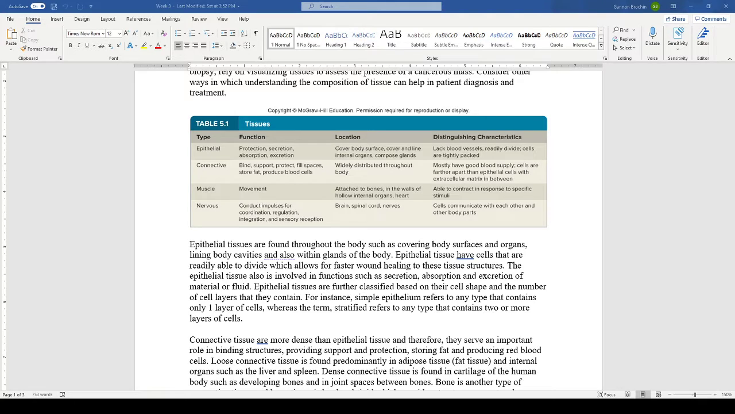All right, guys. So we're going to be going into week 3 now. This week is based on chapters 5 and 6 from your textbook. So we'll be starting here with our discussion on chapter 5, which is the different body tissues.